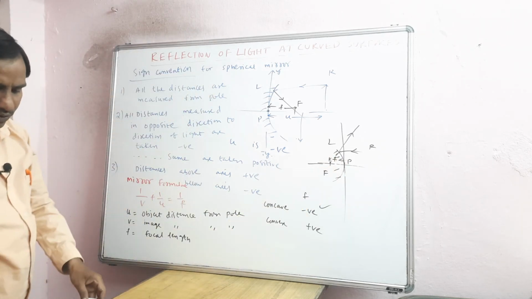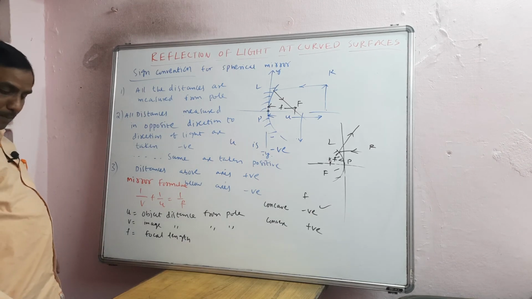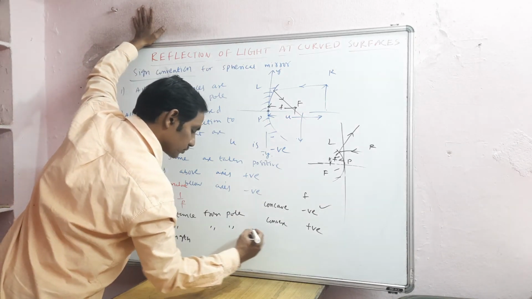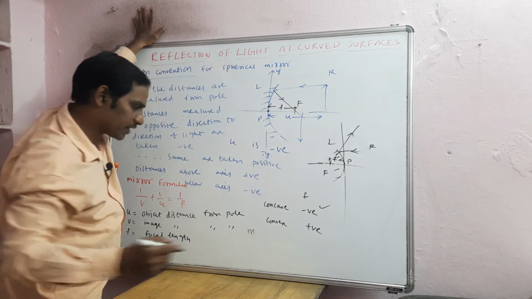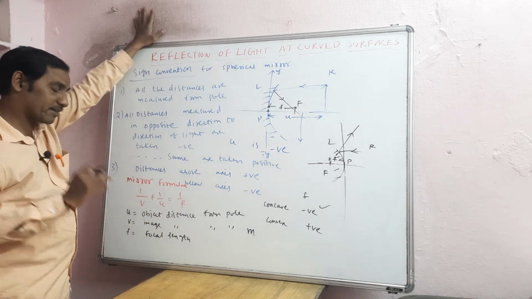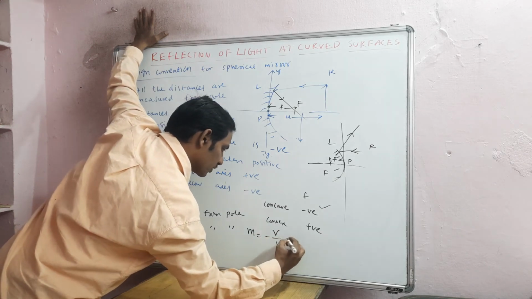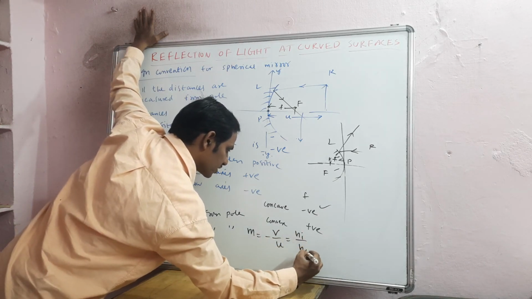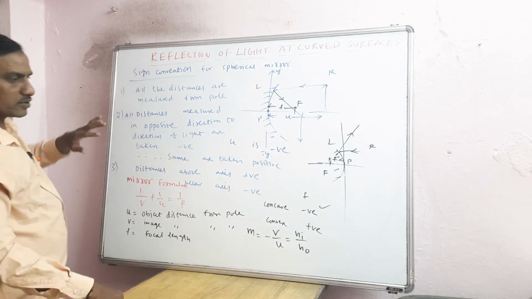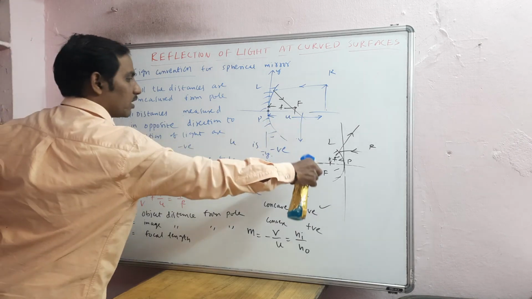Now coming to the next, the magnification formula. In the case of a mirror, m = -v/u = height of image / height of object. Remember, this will be useful to say about the nature of the image. So these points are useful. Listen with concentration, this is very important.